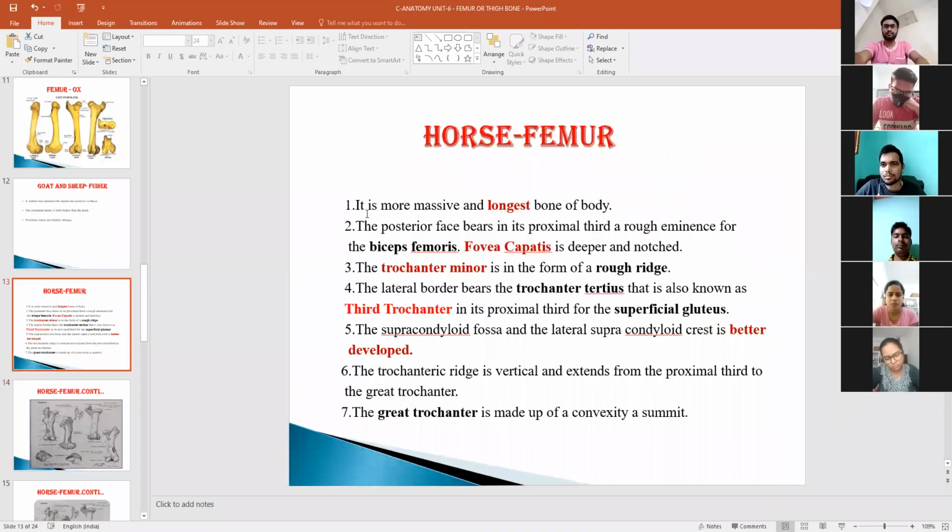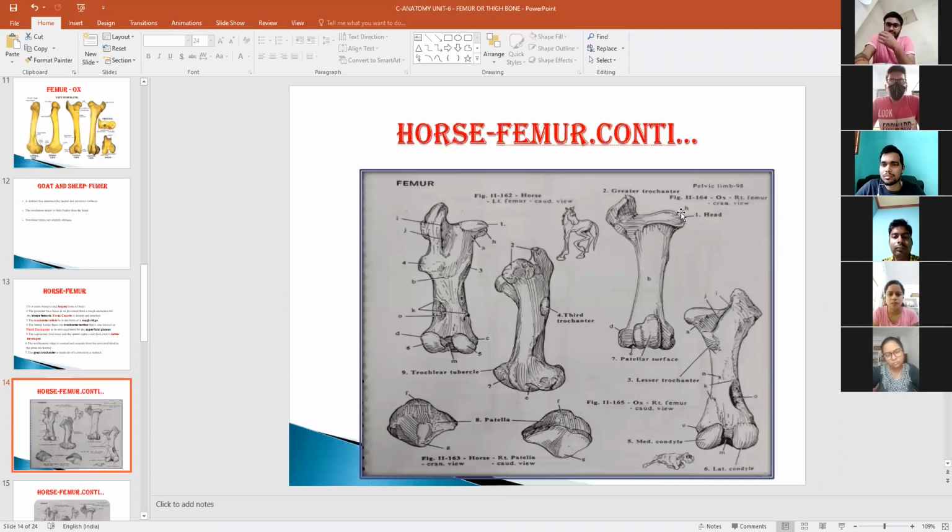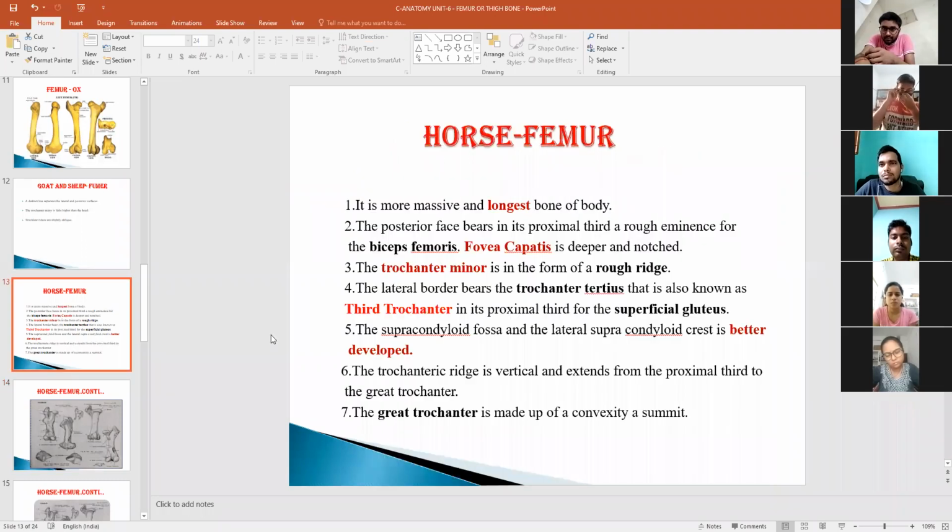Next point is that it is more massive, the longest bone of the body, as we all know, and the posterior face bears at the proximal third a rough eminence for the biceps femoris muscle. The fovea capitis is deeper and narrow. Here it presents the fovea capitis. This fovea capitis is deep and narrow in comparison to that of the ox.